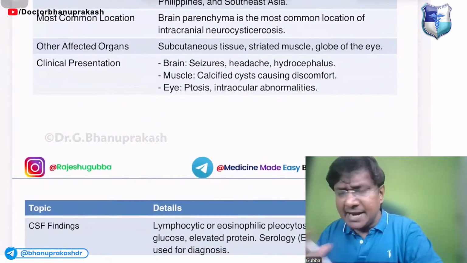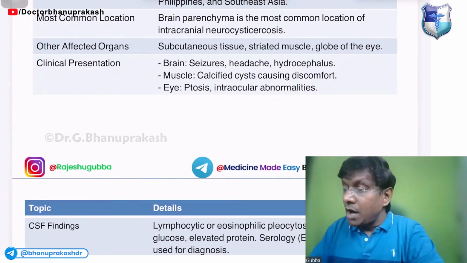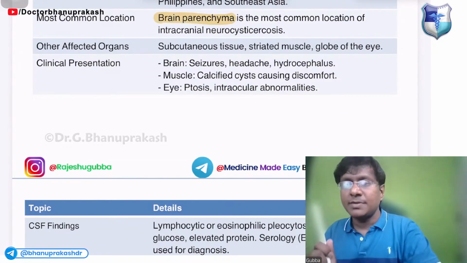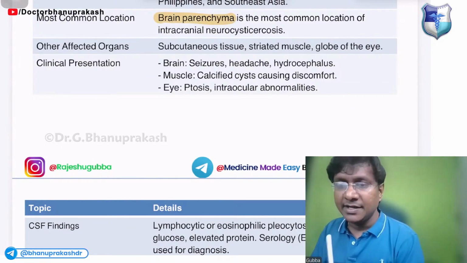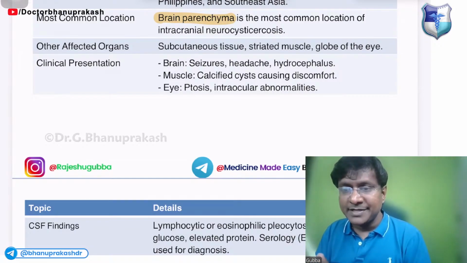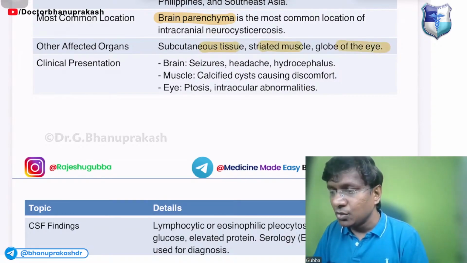Now, cysts can be present in multiple places, but commonly the cysts are present in the brain parenchyma. That is the most common location of intracranial neurocysticercosis. And what are the other organs affected where you have the presence of the cysts? That is the subcutaneous tissue, striated muscle, and the globe of the eye.